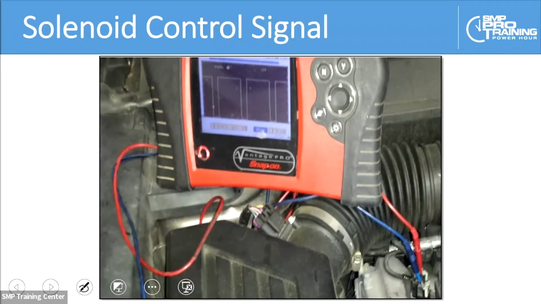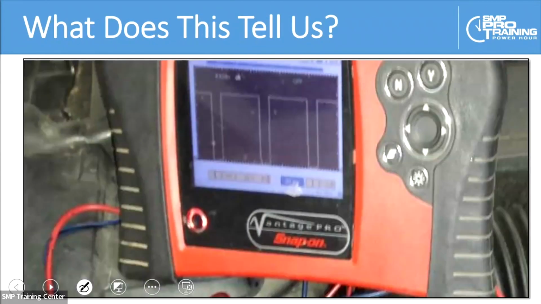Well, here we go. Now, with his meter in place, he started the engine and he saw this signal from the PCM. I'm going to zoom in on it for you to make it a little bit easier to see. And this tells us what? What do you see here? Well, I mentioned earlier that there will be a duty cycle signal, right? We're going to duty cycle the signal to the solenoid. And what we see on the screen there is a representation of that duty cycle.